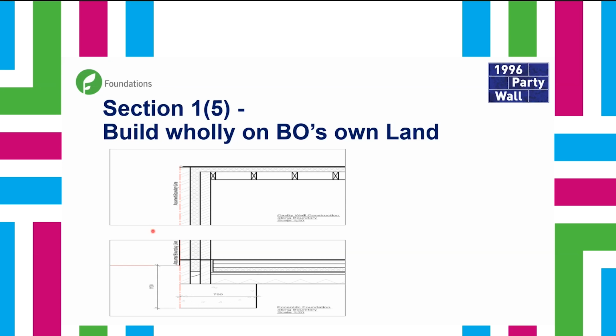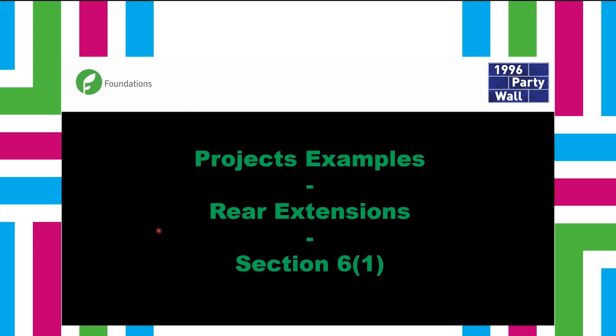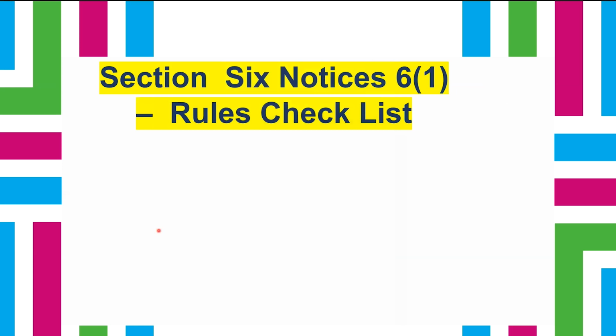So this is why this is the most useful section. Now, that's the rear section, rear extension, section 6.1. So these are the things you need to do to make sure you have a section 6.1 compliant notice.